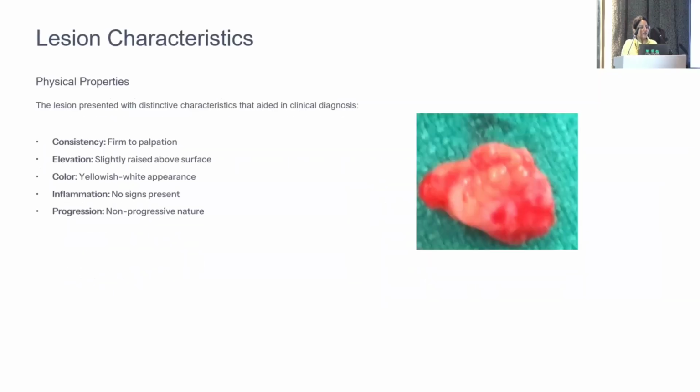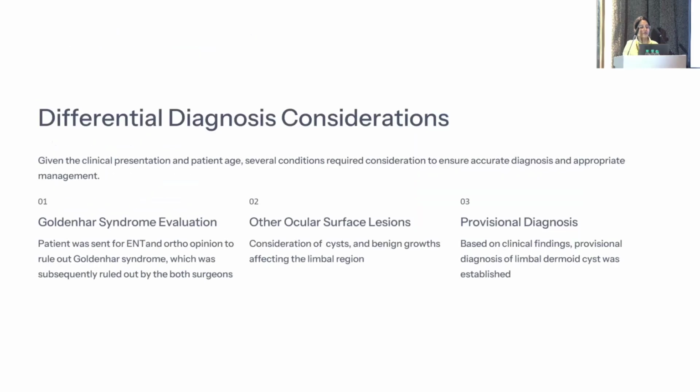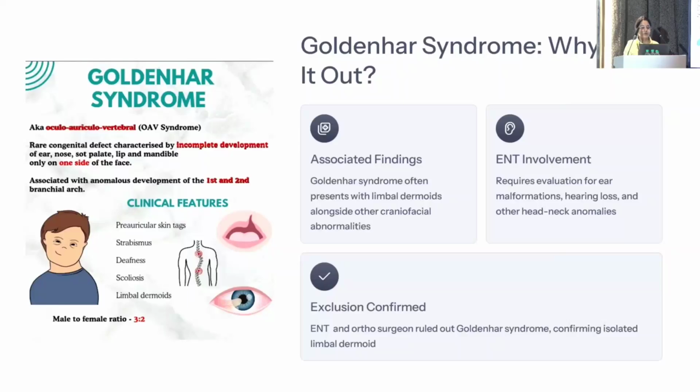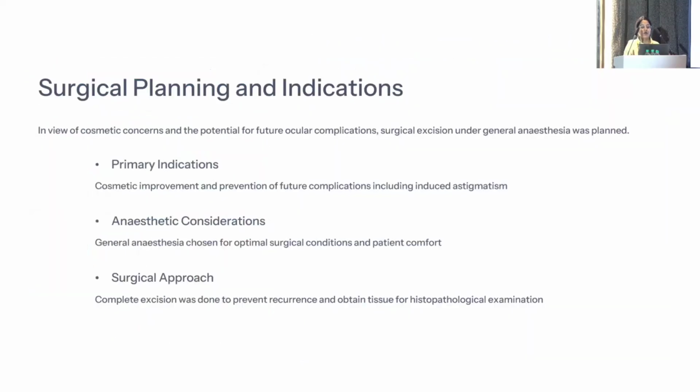The characteristics of the lesion: it is firm to palpate, slightly raised above the surface, with a yellowish white appearance. There is no sign of inflammation, and it is non-progressive in nature. Differentials include Goldenhar syndrome. We referred the patient to ENT and the orthosurgeon to rule out Goldenhar syndrome. And they ruled out Goldenhar as there were no preauricular tags or any vertebral deformities.